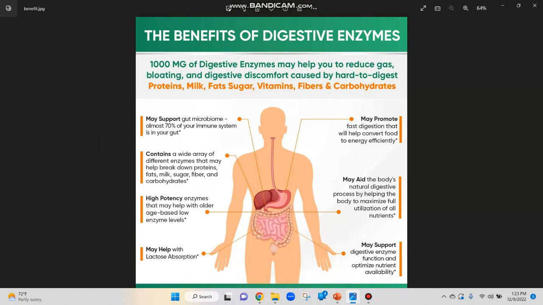May aid the body's natural digestive process by helping the body maximize full utilization of all nutrients. So again, the same thing: if the nutrients are broken down and consumed by the body to produce energy, obviously your digestive system works properly, the large intestine works properly, you do not feel constipation, you do not get diarrhea, you do not get any other problem, and your body functions properly. Then over here, fast digestion will help convert food to energy efficiently. Again, the same thing that I just mentioned.